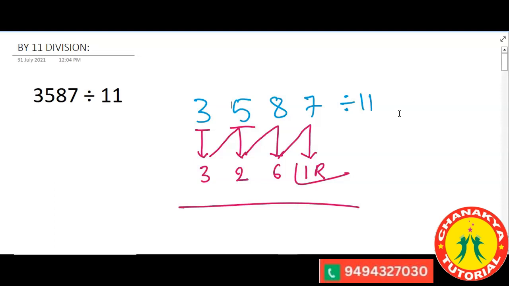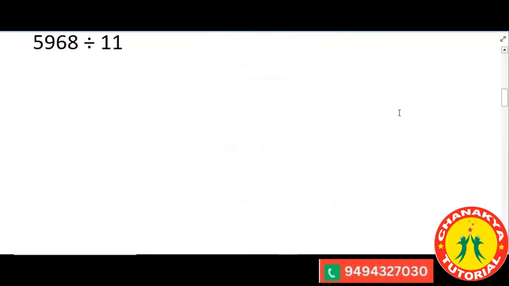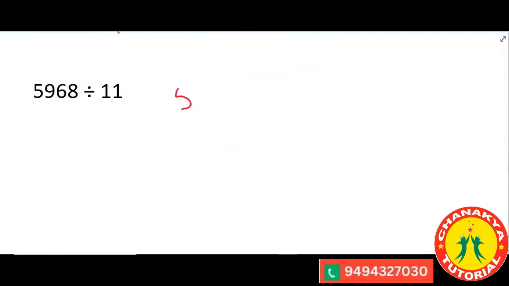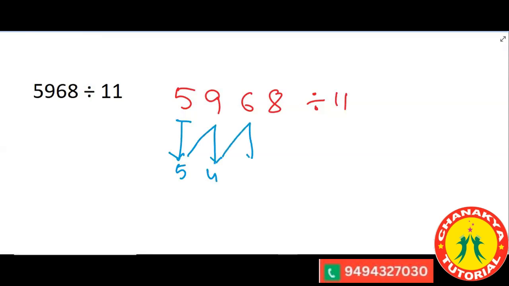I'm going to start with Arnav. Yes, sir. 5. Okay, firstly 5. Let me write it here. 5, 9, 6, 8 divided by 11. 5. So then 9 minus 5, 4. Then 6 minus 4, 2. Then 8 minus 2, 6. So the answer is 542 with remainder 6. Okay.